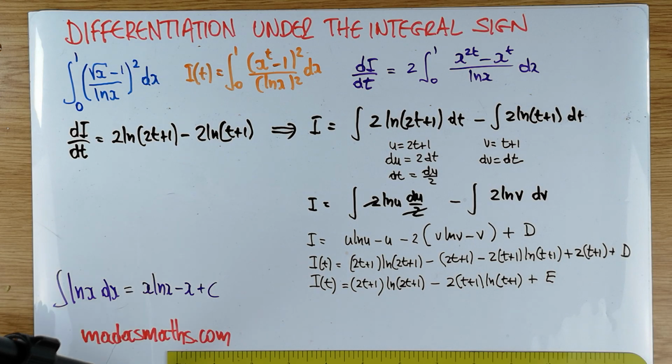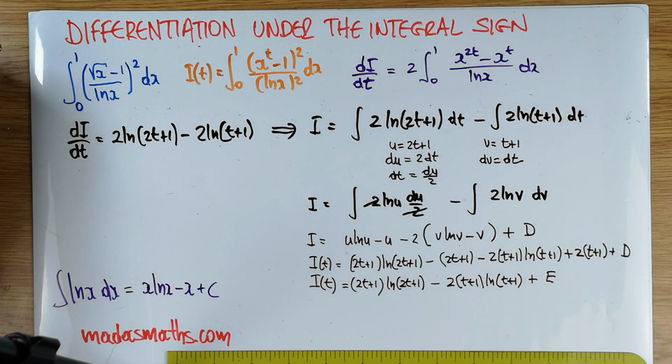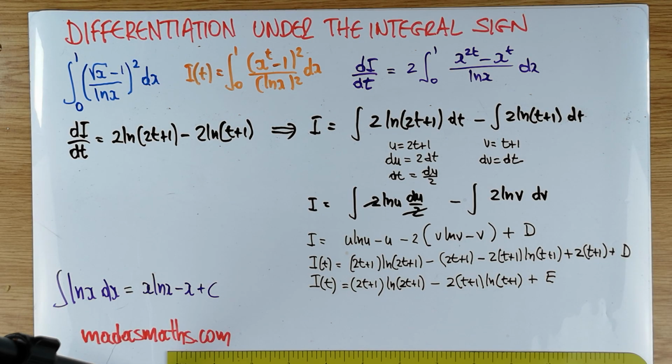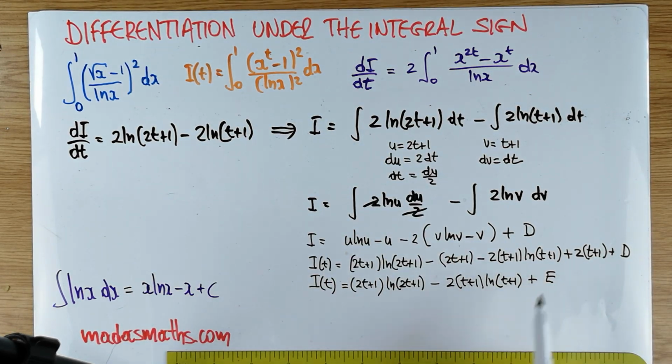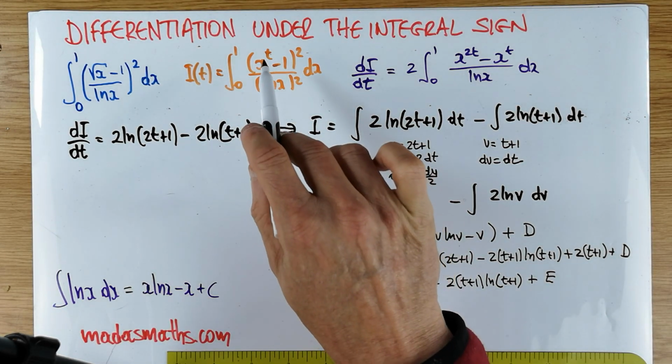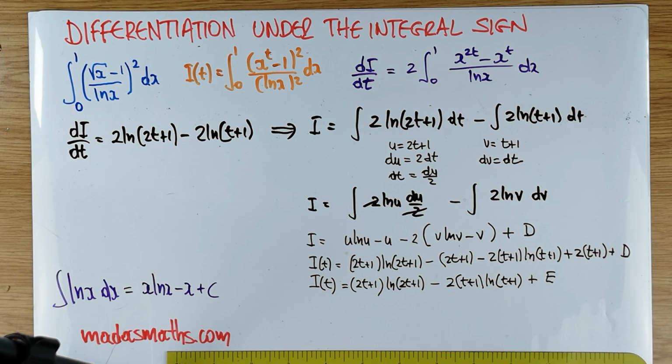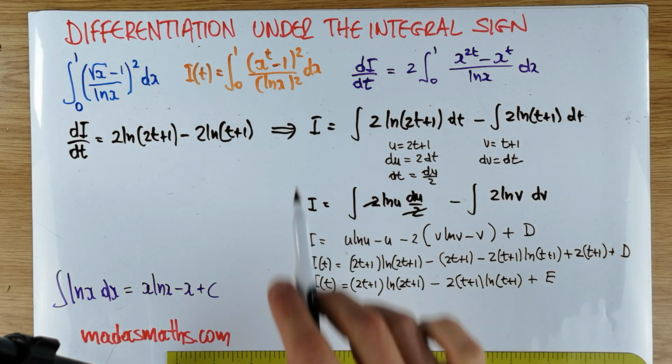So let's make some room. Do I have enough room actually to just do it there? I hope it's visible on the video. That's the thing that will annoy me if you can't see what I'm doing. So I of t is equal to this expression, but with this constant. So I need to put a suitable value for my t in there in order to work out this e.